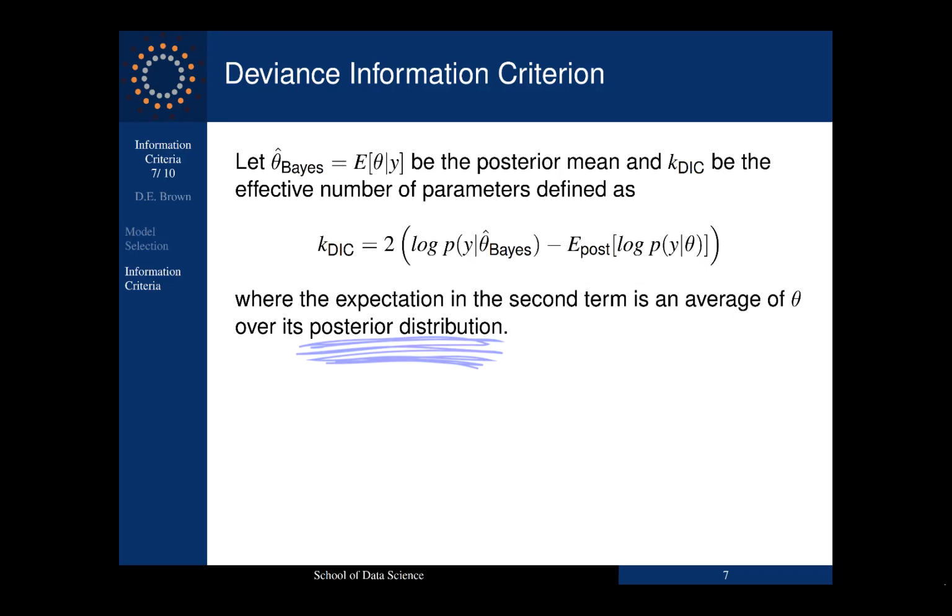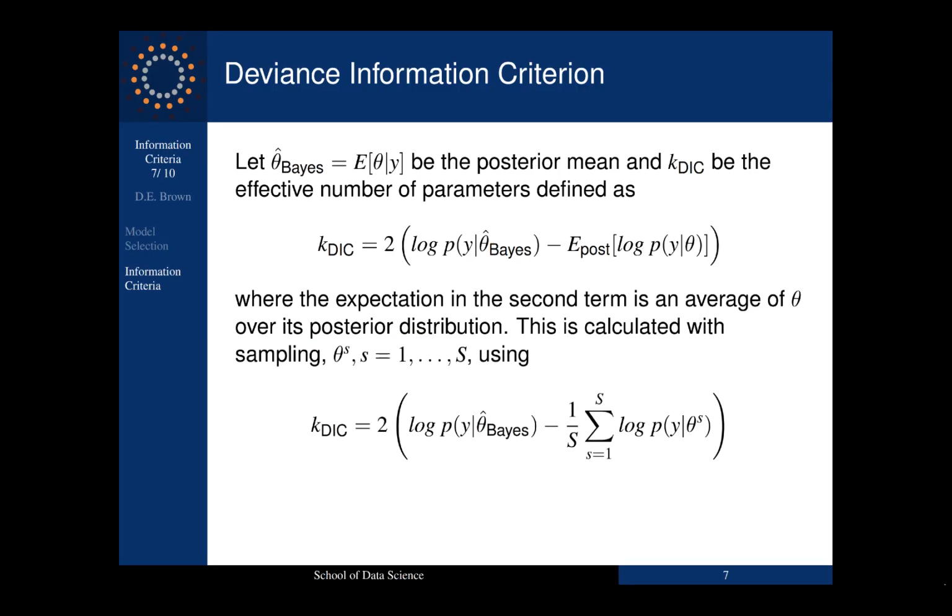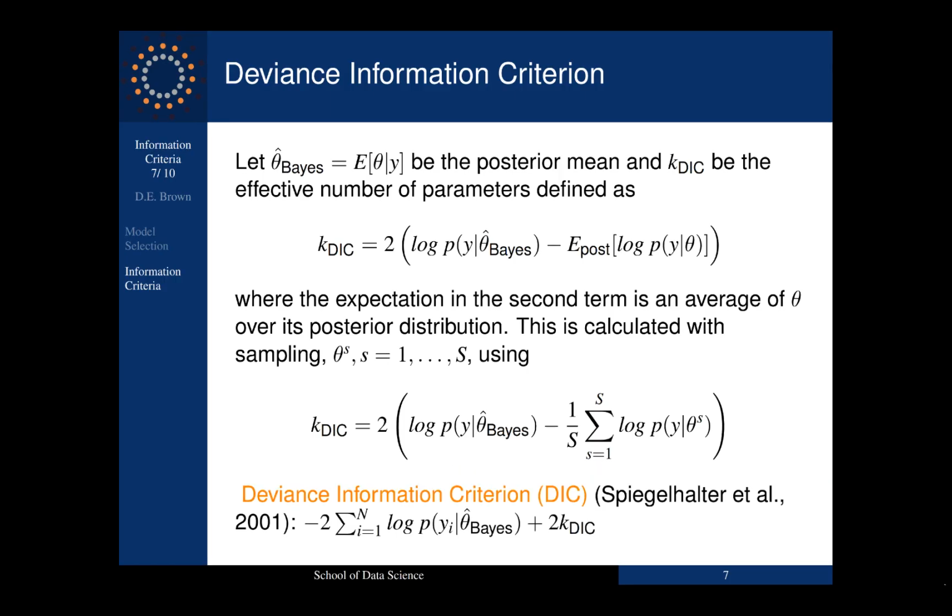So let's see how we calculate that. We calculate it by sampling. We sample the parameters, and for each sample we get the likelihood, and then we average that over all the samples. Now we subtract that from the log of the likelihood given the posterior mean. And when we put that together with our Bayesian estimate for the deviance, we get something that looks very much like AIC, and it's called Deviance Information Criterion. This looks pretty good, and it works reasonably well, but it turns out that we can do better.